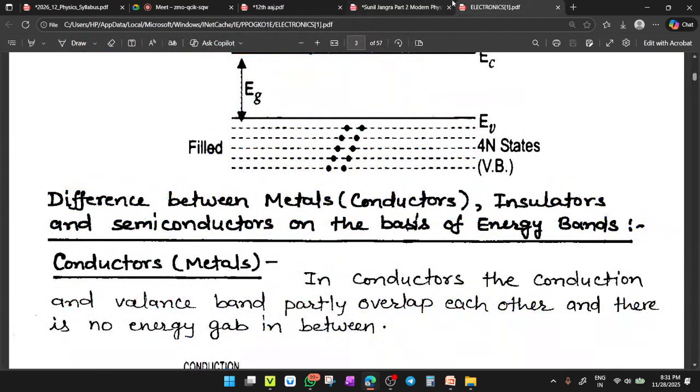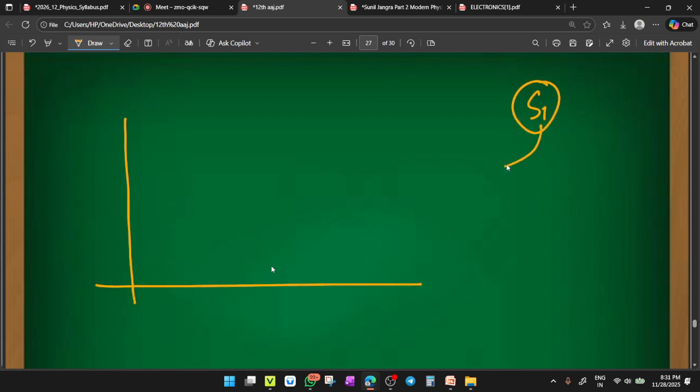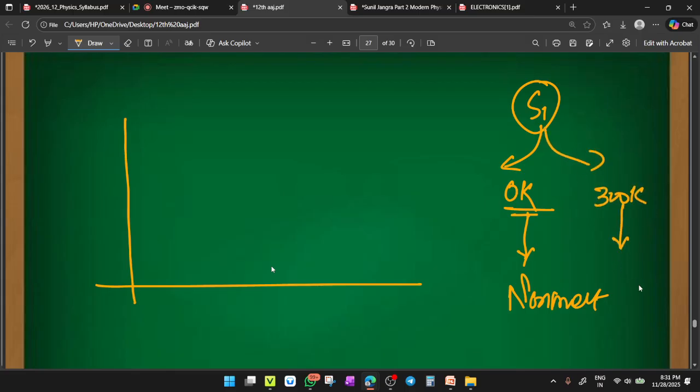Yes, there is another theory. Let us see some important things. Semiconductors are materials like silicon. At zero temperature, 0 Kelvin, it behaves like a non-metal. And at room temperature, 300 Kelvin, it behaves like a metal. That's why it is partially non-metal, partially conductor and partially non-conductor. That's why it is called semiconductor.